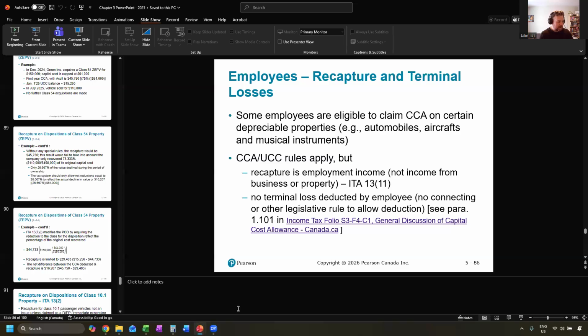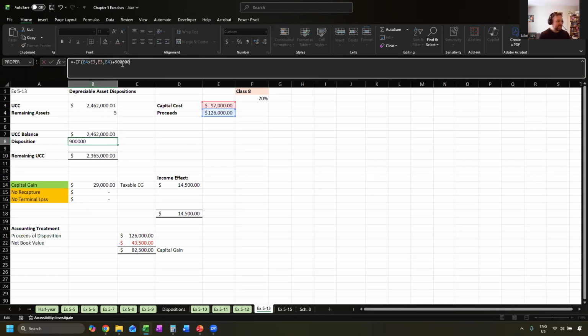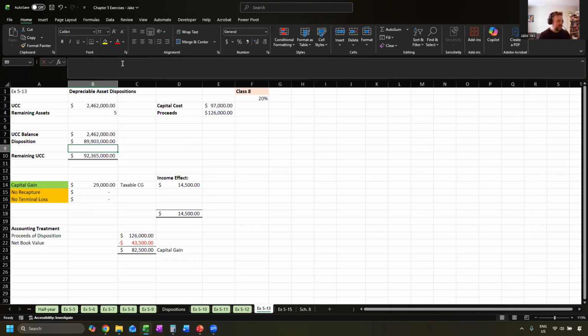So to go back to our last exercise that we did, we noted that because UCC was still positive, there was no recapture. We still had assets in the bin, so there's no terminal loss. If it was our last asset, if that goes to zero, then we have to recognize the remaining UCC as terminal loss. If the disposal was, plus $9 million, or I guess $90 million, that's going to create a huge negative number that has to be added back on recapture.